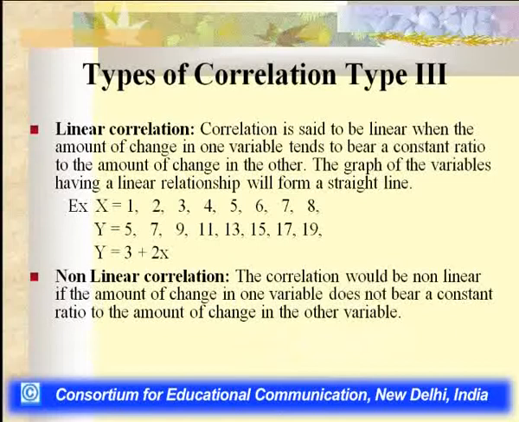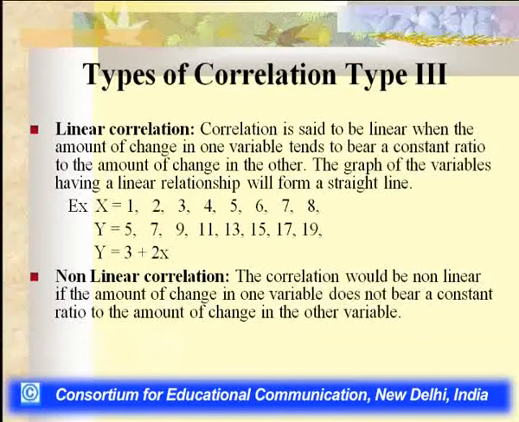The linear correlation. The correlation is said to be linear when the amount of change in one variable tends to bear a constant ratio to the change in the other. The graph of the variables having a linear relationship will form a straight line.